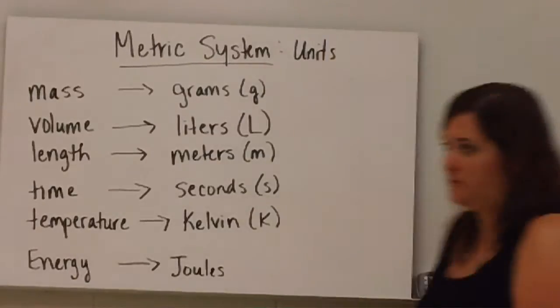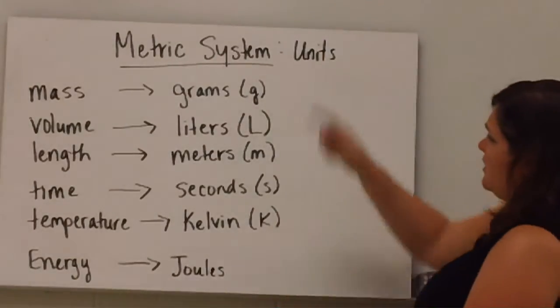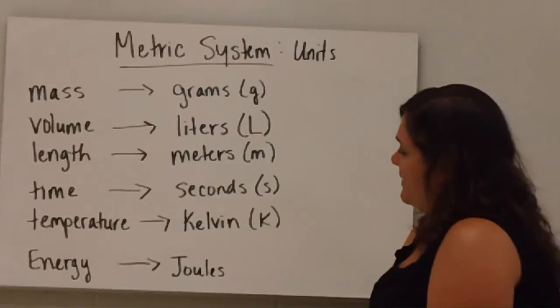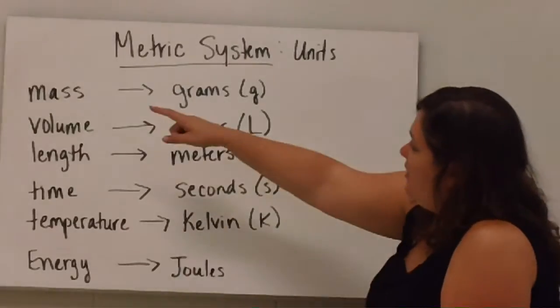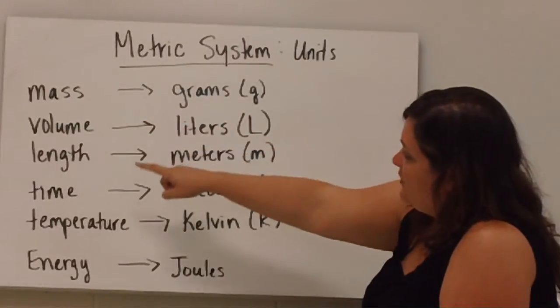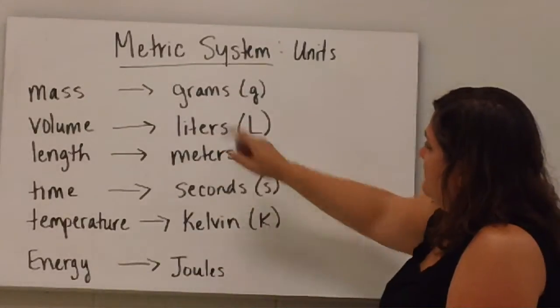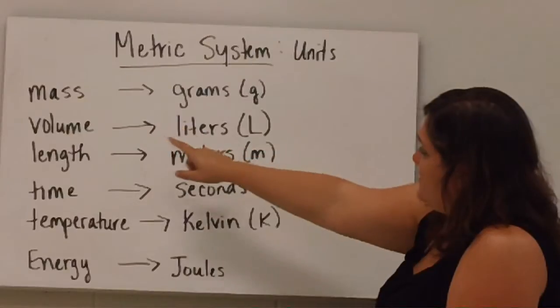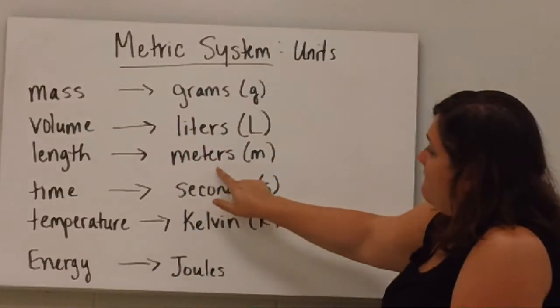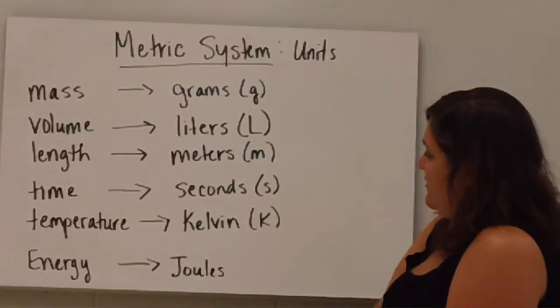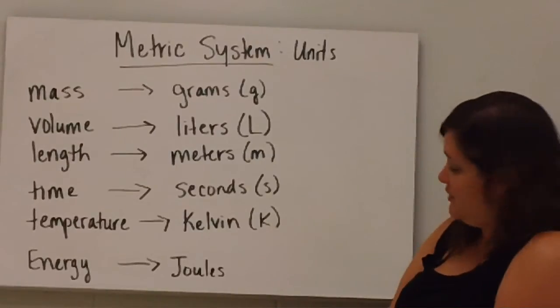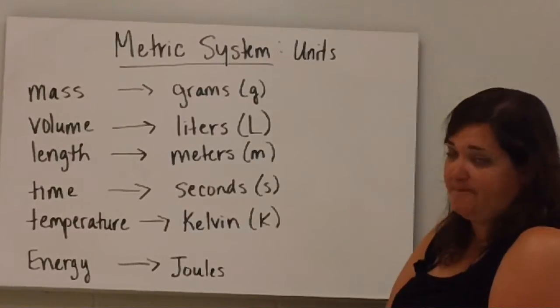Today we're going to talk about the metric system. First, we're going to start with units. Some of the basic units we're going to use deal with measuring mass, volume, length, time, temperature, and energy. We use grams for mass, liters for volume, meters for length, seconds for time, Kelvin for temperature, and joules for energy.